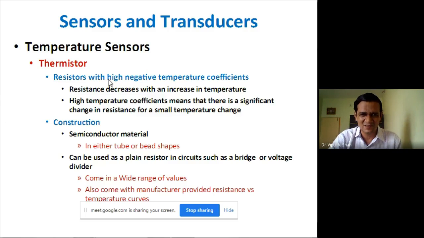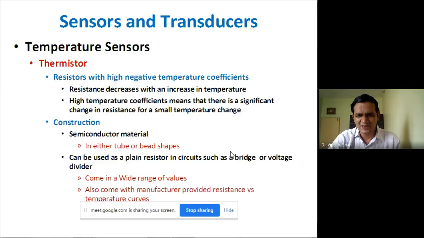This is for the thermistor. The high temperature coefficient means that there is a significant change in resistance for a small temperature change. So it works within 0 to 55 degrees Celsius, say for example, or even less based on the material of construction. So change in the resistance for a small temperature change is possible to measure using a thermistor. It may be in terms of semiconductor material which is utilized for construction of this thermistor. It is either in tube form or beads or slips. It comes in a wide range of values.